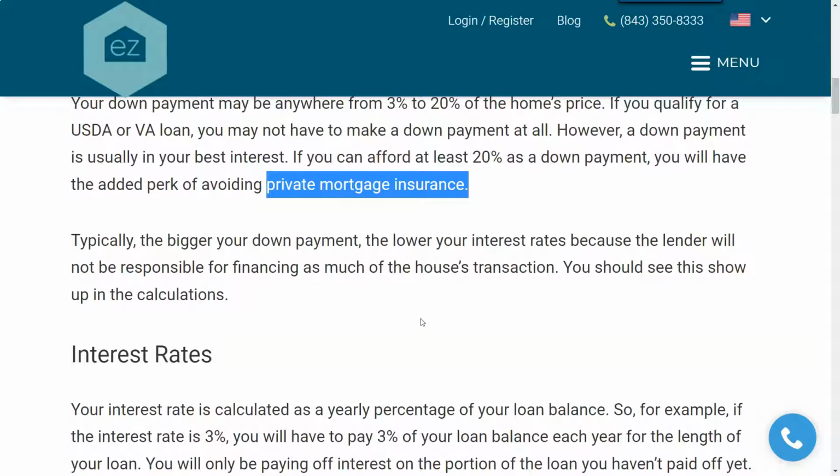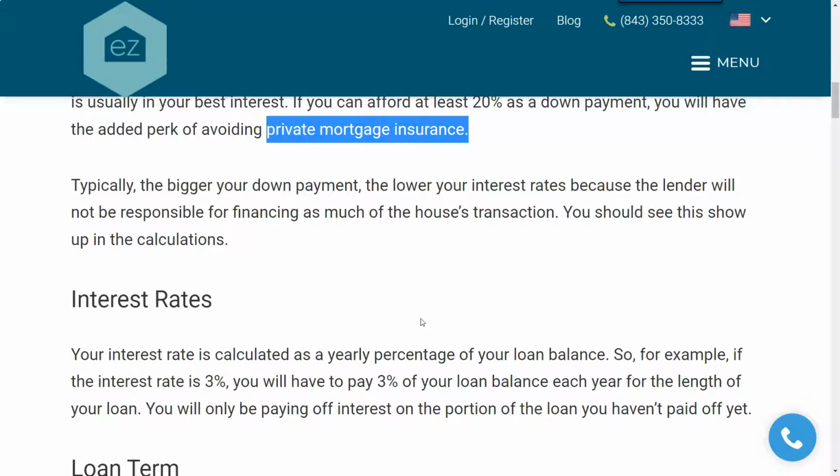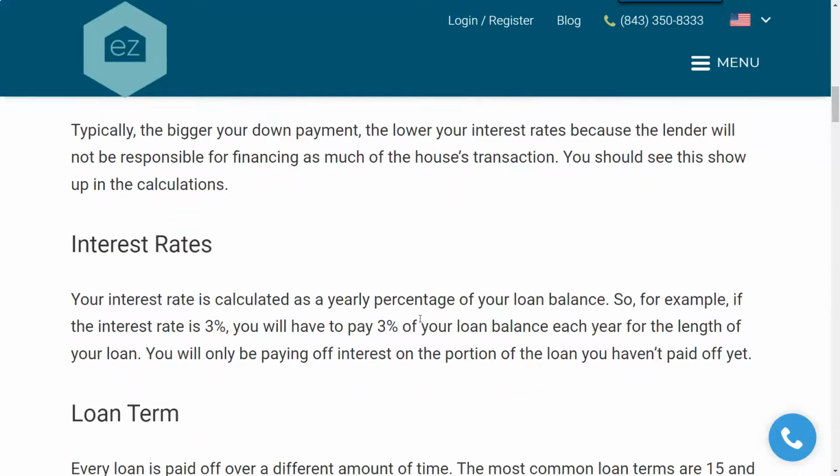Typically, the bigger your down payment, the lower your interest rate, because your lender will not be responsible for financing as much of the house's transaction. And you should see this show up in your calculations, right?